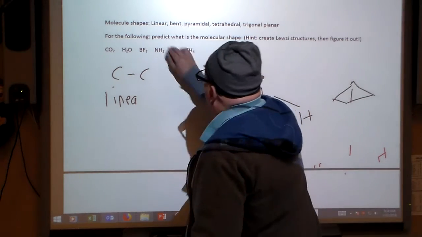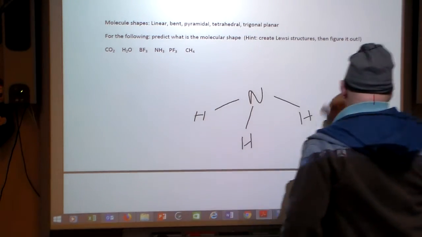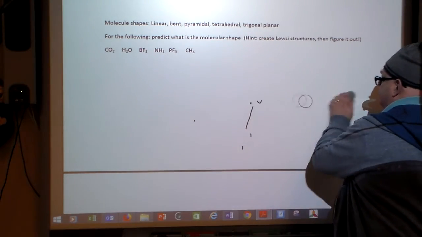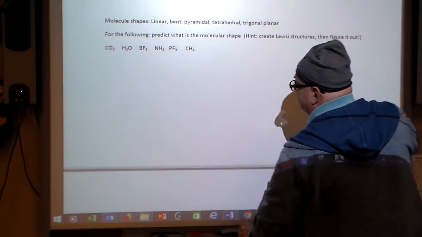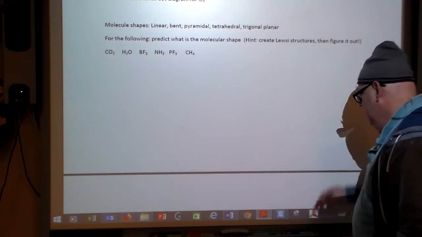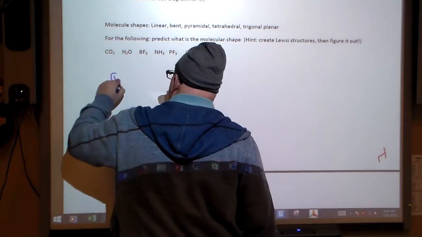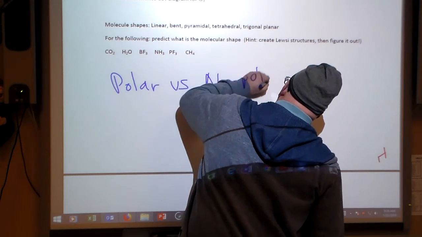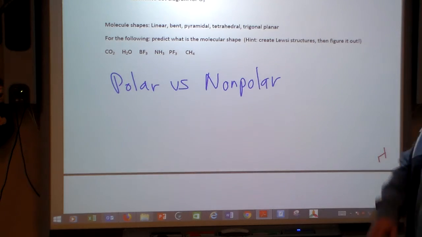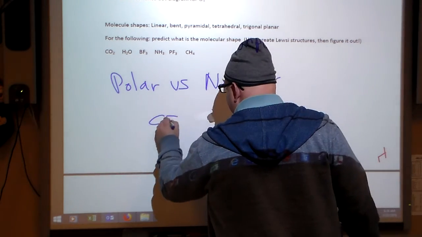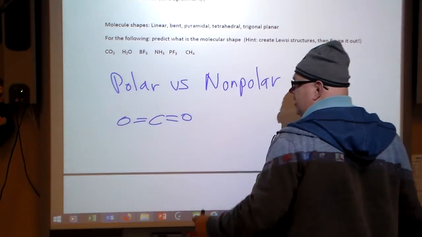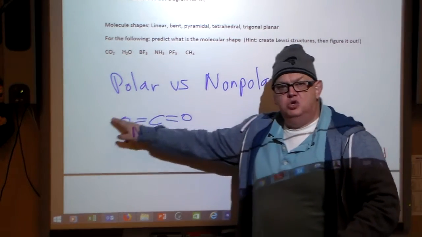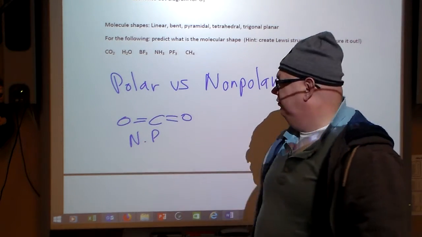All right, I'm going to move on, because polar versus non-polar, and then I've got to wrap up. Polar versus non-polar. This is something that you guys should know. When we look at a polar molecule versus a non-polar molecule, something like CO2, this is non-polar. It's completely symmetrical. There's no asymmetry involved in this.